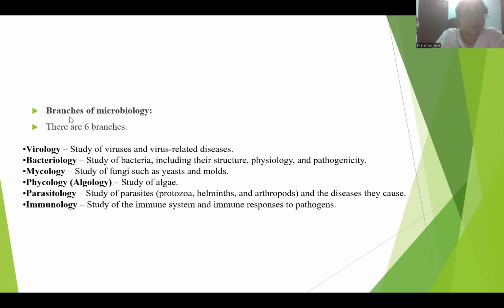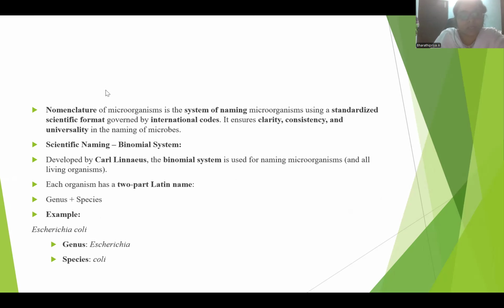There are six branches of microbiology: virology, bacteriology, mycology, phycology, parasitology, and immunology. The study of viruses and virus-related diseases is called virology. Bacteriology means the study of bacteria, including their structure, physiology, and pathogenicity. Mycology means the study of fungi such as yeast and molds. Phycology means the study of algae. Parasitology means the study of parasites. Immunology means the study of the immune system and the immune response to pathogens.